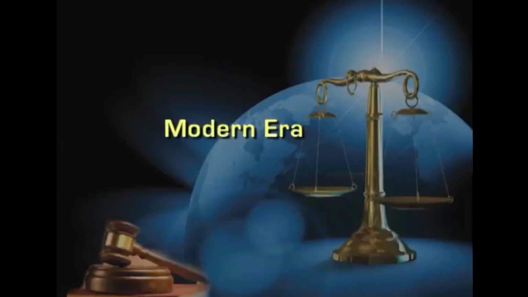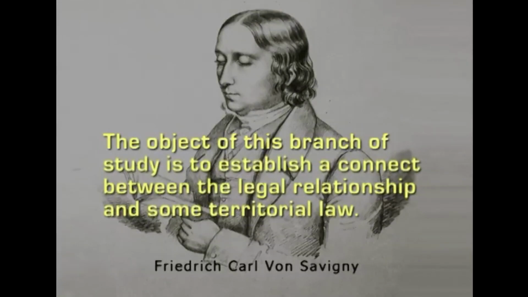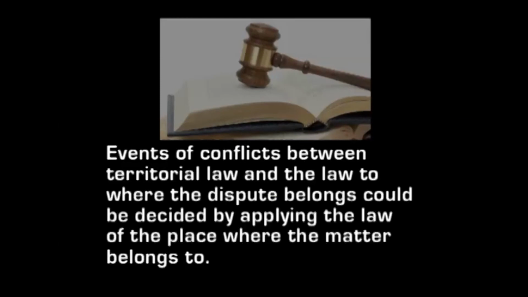Dutch jurists, for example, attempted to answer this question by calling such conflicts involving the foreign elements the sovereign's prerogative. Now, the modern era has been traced by Savigny. He says that the object of this branch of study is to establish a connect between the legal relationship and some territorial law. Events of conflicts between territorial law and the law to where the dispute belongs could be decided by applying the law of the place where the matter belongs to. This led to the principle that personal matters shall be decided upon the principle of nationality.